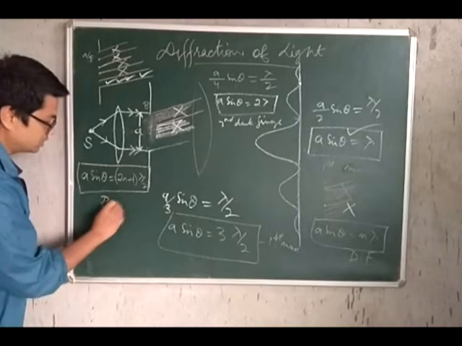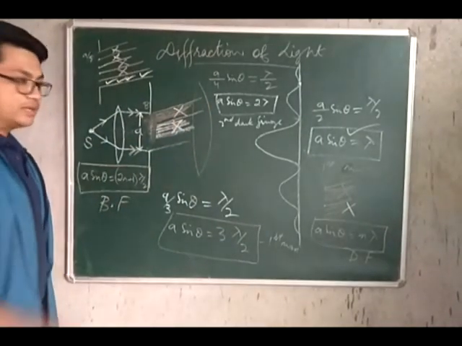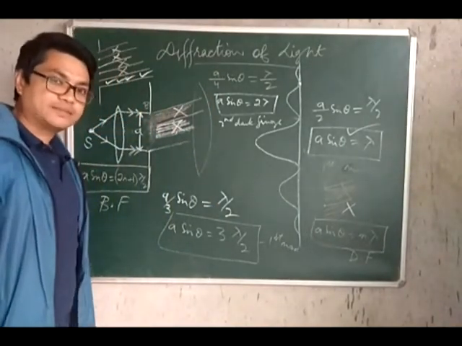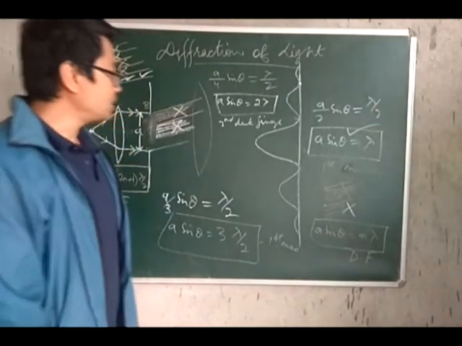This is for the bright fringe, this is for the dark fringe. Now, like I said, based on this equation, you are going to get numericals. Very, very easy numericals.